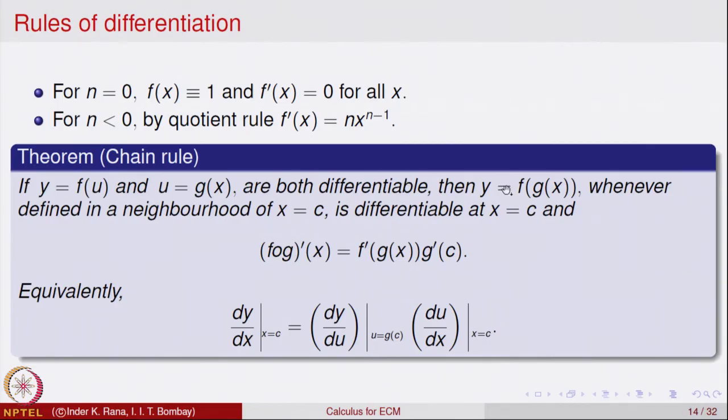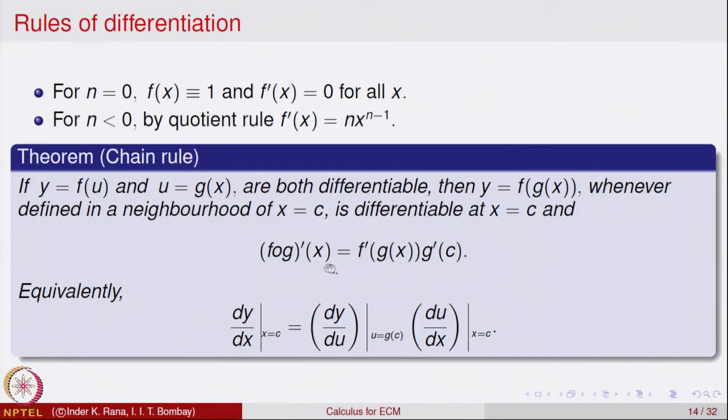So, when you compose the two, y is equal to f(g(x)), then the composite becomes a function of one variable, that is x, right. Suppose this is defined in a neighborhood of x equal to c, and is differentiable at the point x equal to c, and the function g is differentiable at the point c and f is differentiable at the point g(c). So, that also should be put as a condition. Then the composite function is differentiable, (f∘g)'(x) exists and is given by f'(g(x)) g'(c).